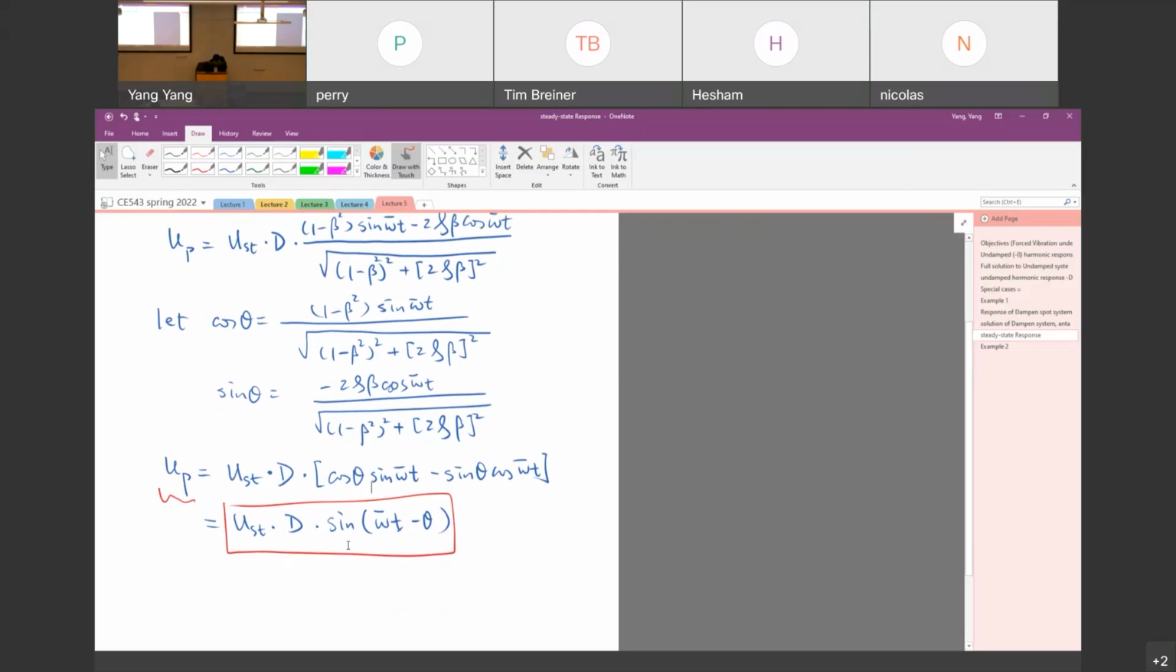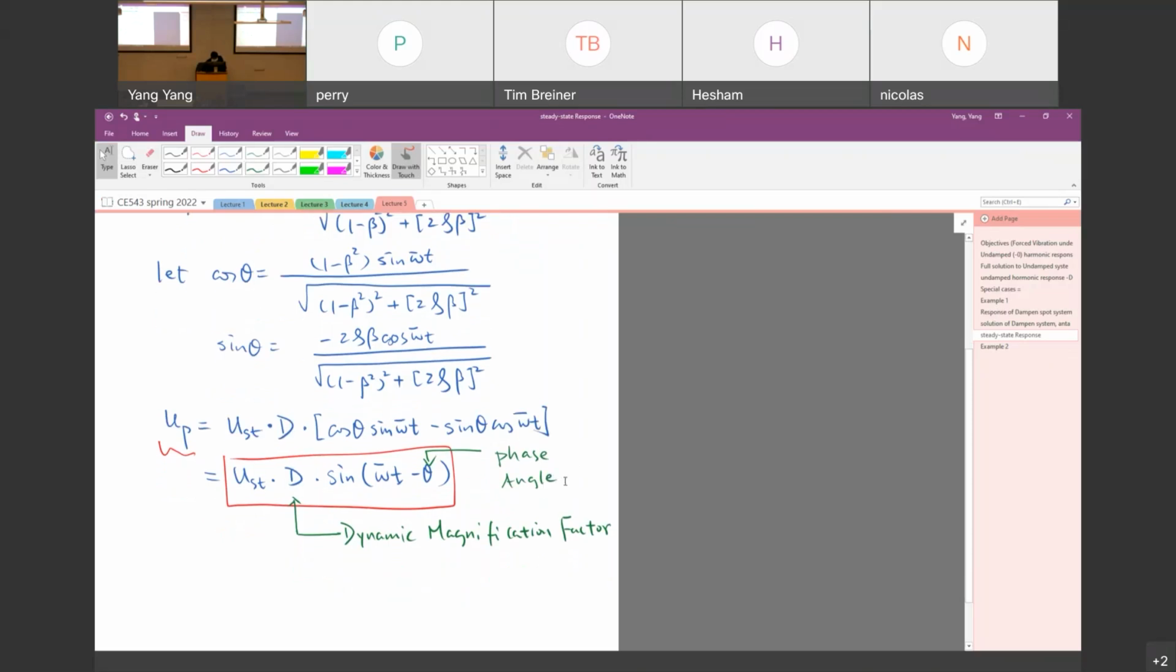where the D here, this is the dynamic magnification. The theta, this angle. So this is very important. Any questions up to here? Nothing fancy here, just a little bit of math.